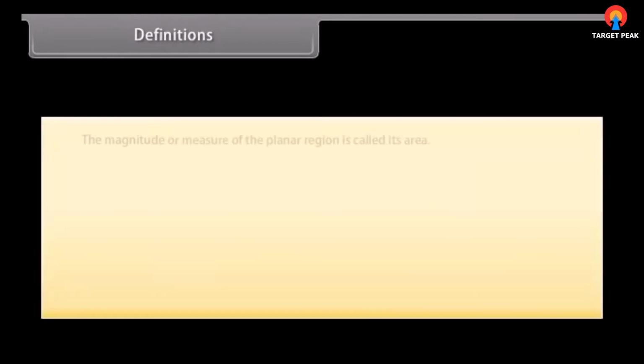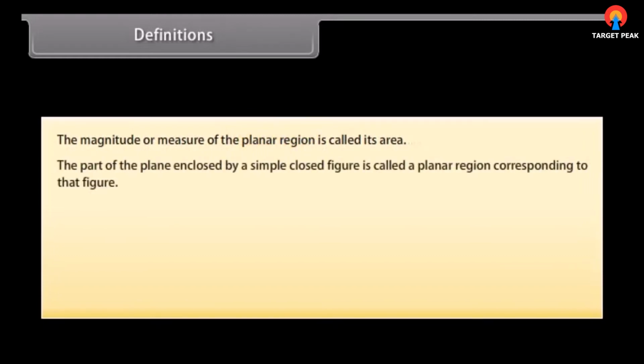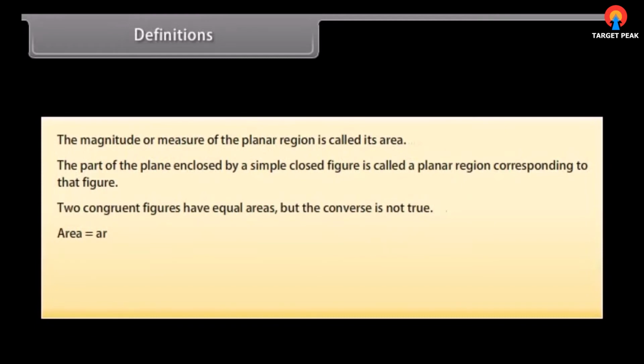Definitions. Students, the magnitude or measure of the planar region is called its area. And do you know what a planar region is? The part of the plane enclosed by a simple closed figure is called a planar region corresponding to that figure. 2 congruent figures have equal areas, but the converse is not true. The area of a figure can also be denoted by AR. For example, area of triangle ABC can also be written as ar(ABC).